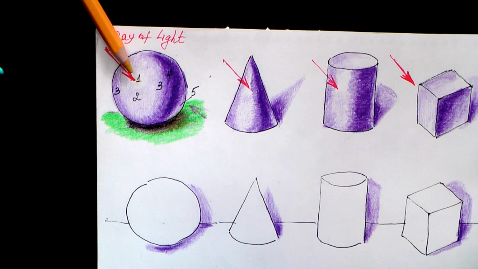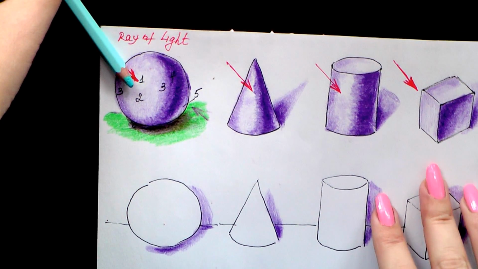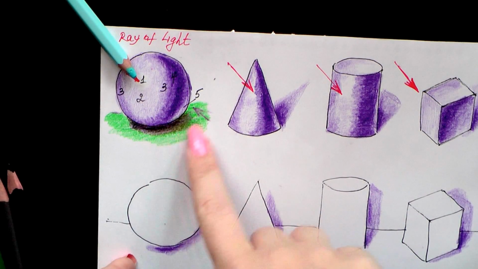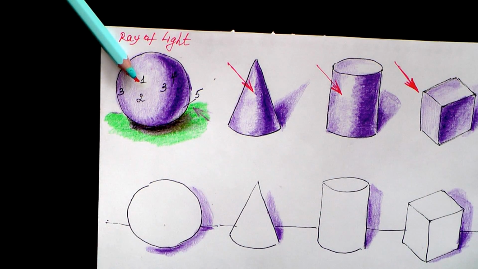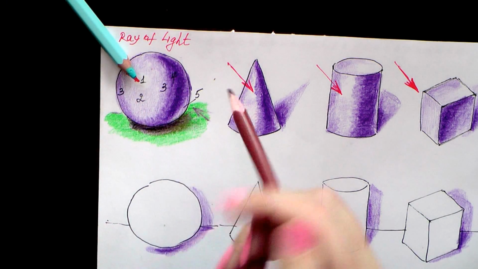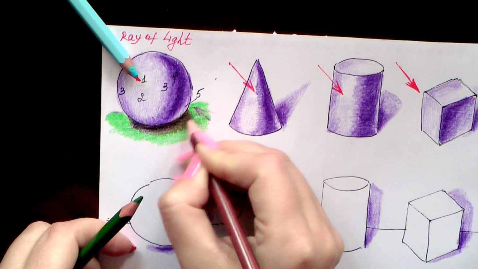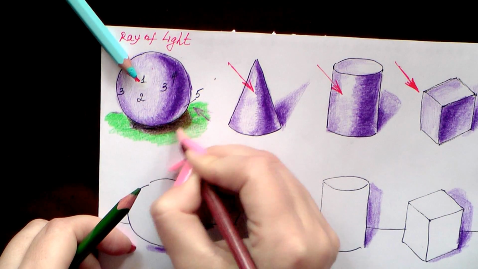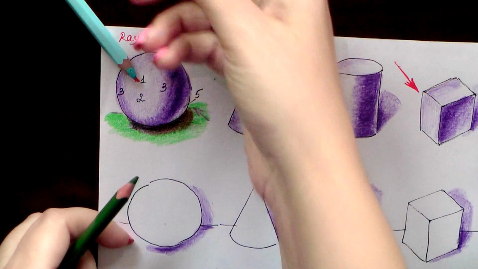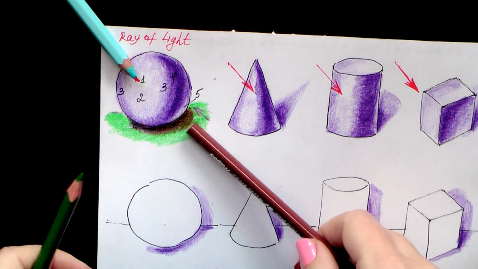And if our light is cold, for example from the moon, the color of the cast shadow will be in warm tones. So I will be using, for example, warm brown. So you just need to remember: warm light, cold shadow, and vice versa.